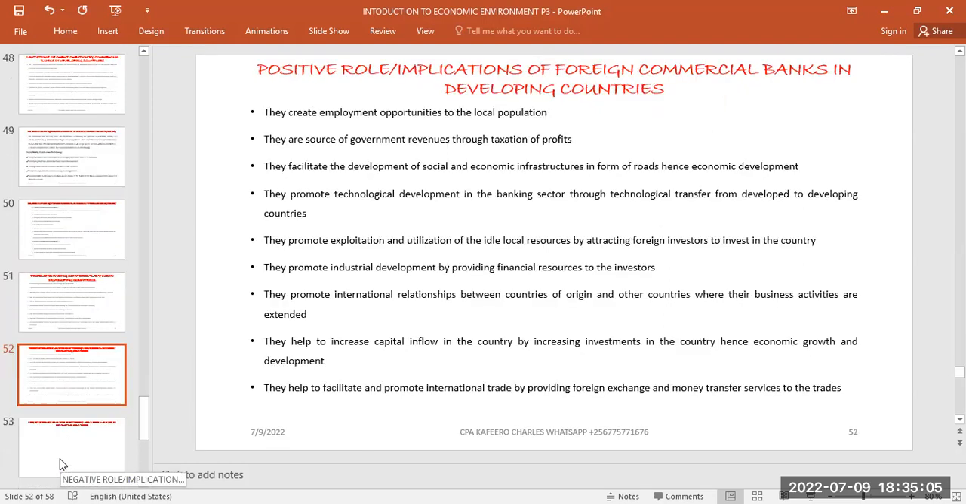So we can proceed to the last one, and we'll try to look at some of the positive implications of foreign commercial banks in developing countries. These are the ones coming from abroad and doing operations within the country. What are some of the advantages of these foreign commercial banks? One of them is that they are a source of employment. They create employment opportunities for the local population by giving jobs to credit officers, bank accountants, and others.